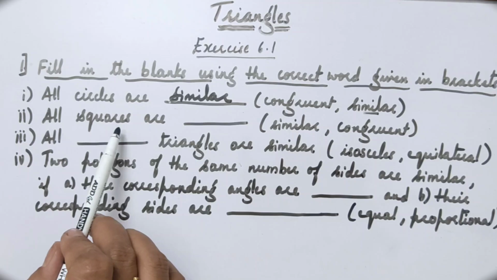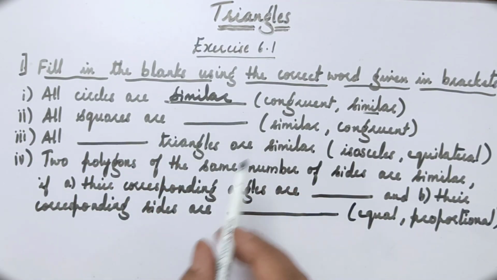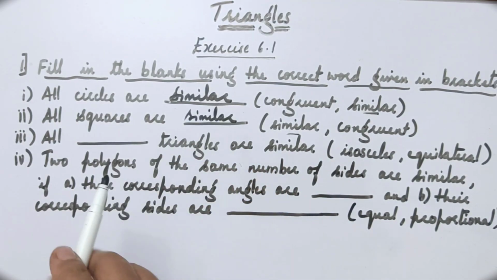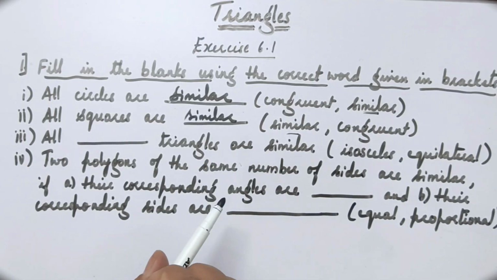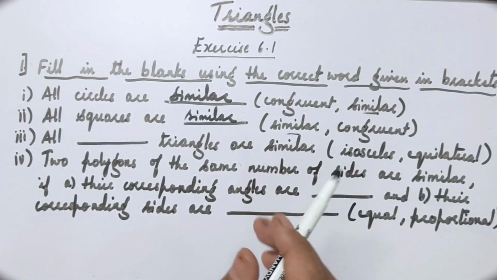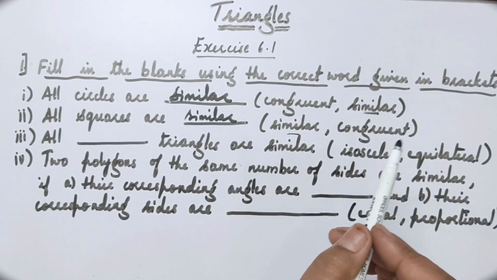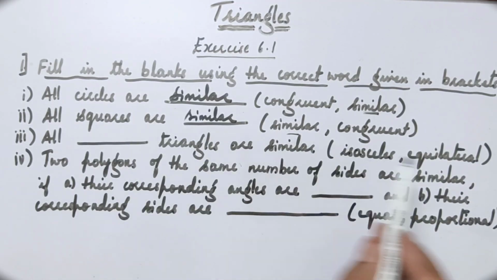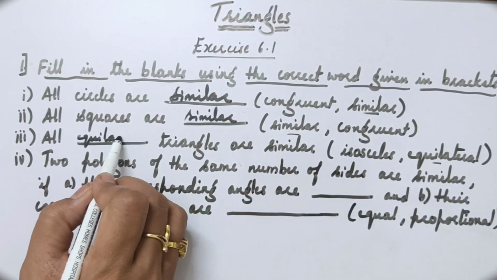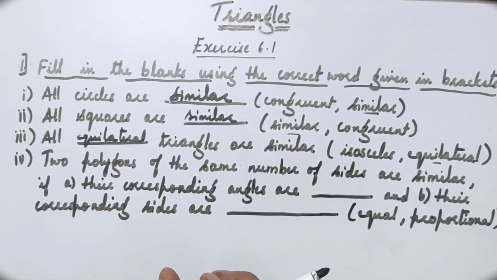Now all squares are, so squares of different measurements, we say that they are also similar. Now all dash triangles are similar. What type of triangles are similar: isosceles or equilateral? Equilateral triangle means all three sides are equal, but in isosceles we have only two sides equal. So I'll consider equilateral triangles, where all the sides are equal. Any equilateral triangles you take are similar to each other.